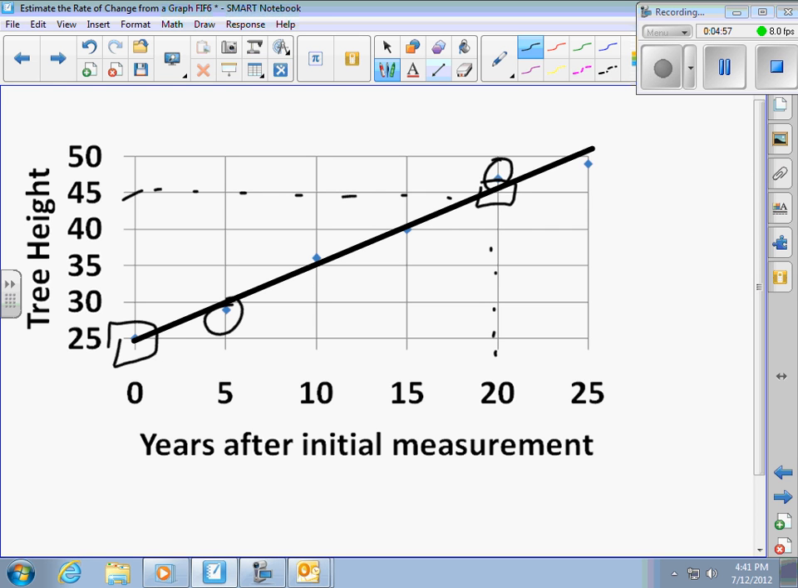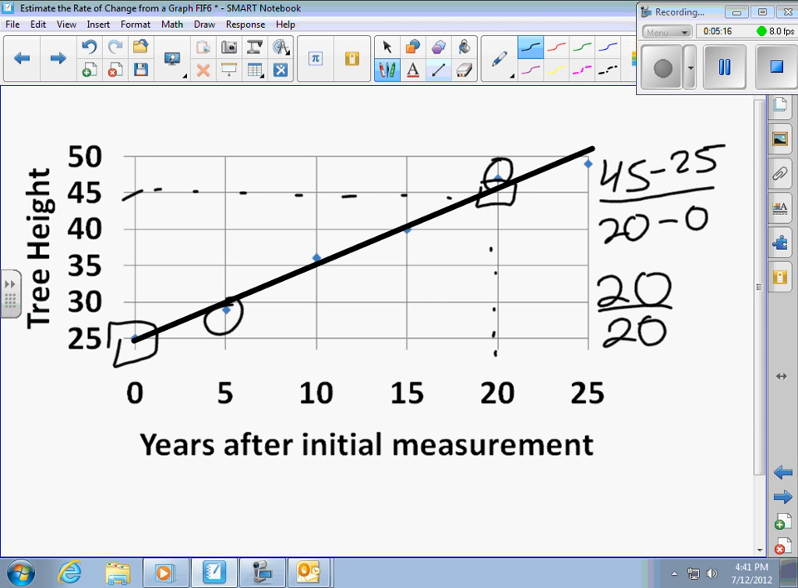So let's do the difference in the height, 45 minus 25, divided by the difference in the years, 20 minus 0. So the difference in the height would be 45 minus 25 is 20. So 20 feet in 20 years. So that's about one what? 1 foot per year. You can see that tree did not grow a foot every year, but on average, that's close. Sometimes it didn't grow quite as much, sometimes it grew a little more.